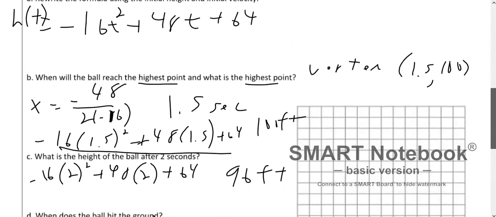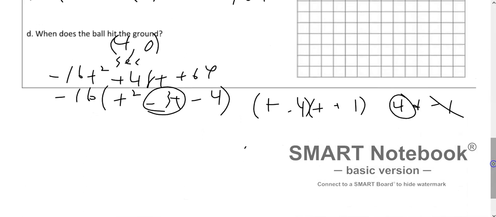Well, it doesn't really say anywhere, but let's graph it. So I'm going to put 0 here. I'm going to skip some spaces: 2, 3, 4. I already know it's going to hit at 4, 0. Let's put a dot there.